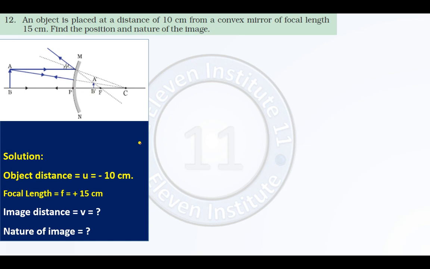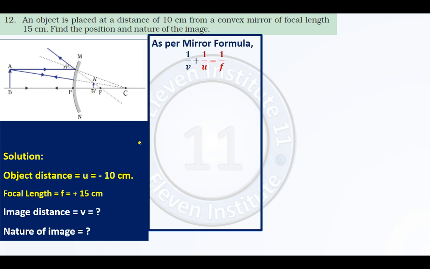We will apply the mirror formula over here. 1 upon v plus 1 upon u is equal to 1 upon f. Right? We want to find v, and u and f are given to us. So we will put the values of u and f respectively. This plus minus will become minus. Now this minus 1 upon 10 will go to the other side and it will become plus 1 upon 10.